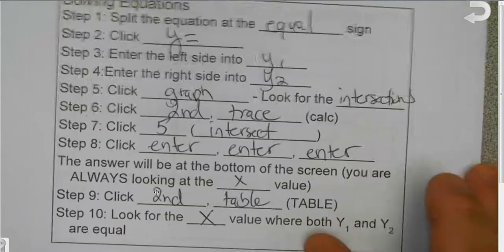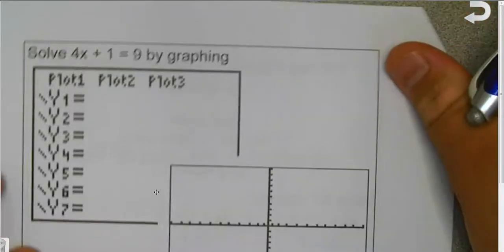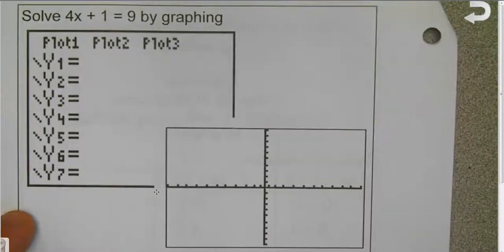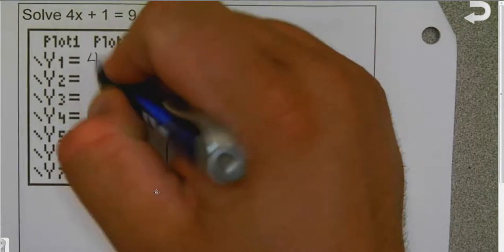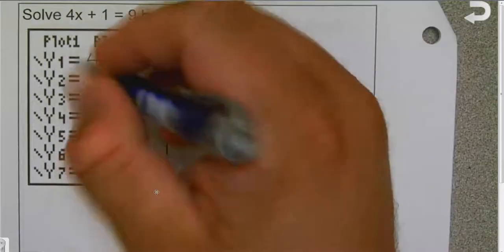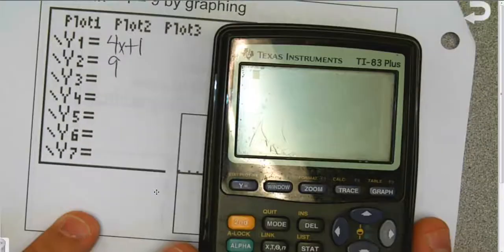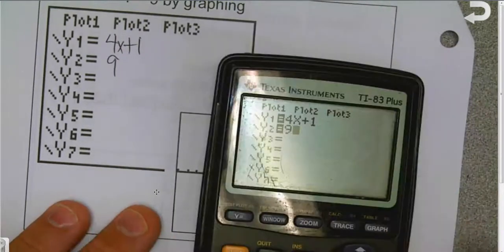But I want to take a second. I want to show you how this works in real time. So if it says 4x plus 1 is equal to 9 by graphing. So here I have my calculator. Okay? So I'm going to put 4x plus 1 into y1, and I'm going to put 9 into y2. So we're going to go ahead and do that side by side. Y equals 4x plus 1 and 9. Okay? And then we're going to hit graph.